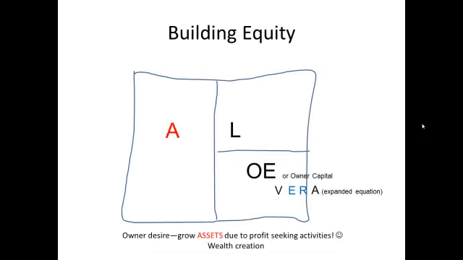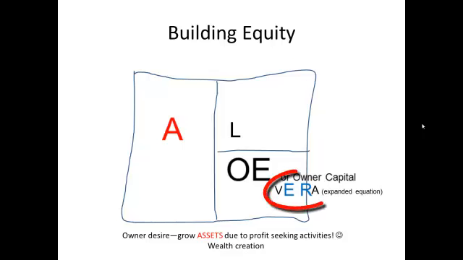So again, back to our basic accounting diagram. The owner's desire is to grow assets due to profit-seeking activities. As we expand assets, we expand owner's equity when profit is made, as measured by what? The E and the R of VERA. Revenues, a measure of assets increasing due to sales, and expenses, a measure of assets decreasing due to use of assets. That creates wealth.